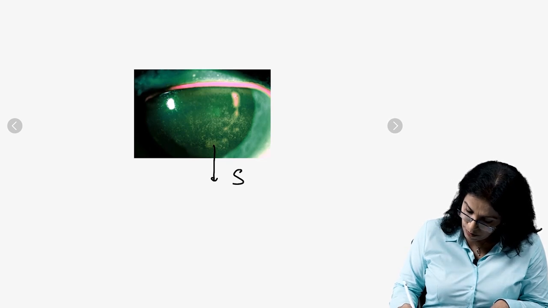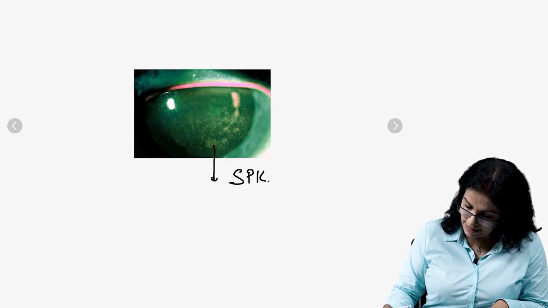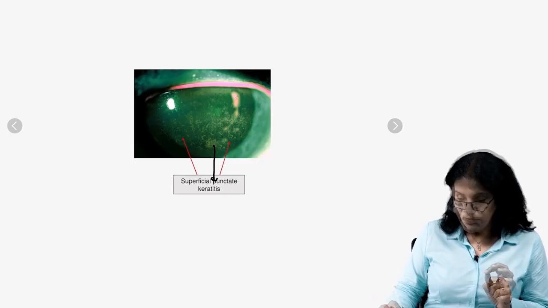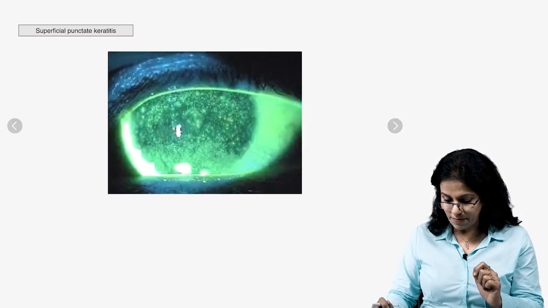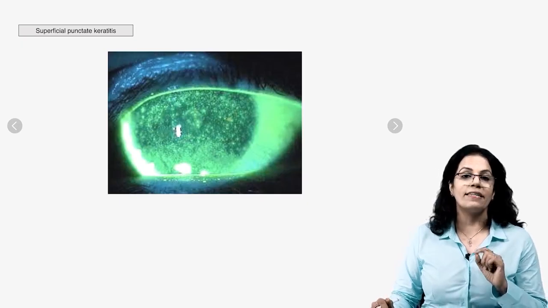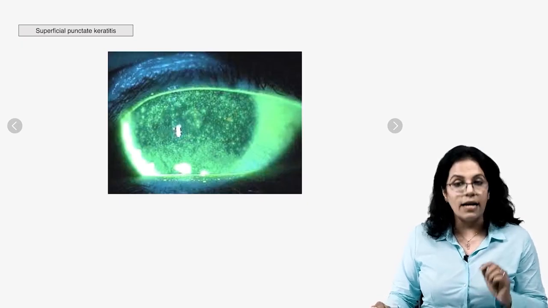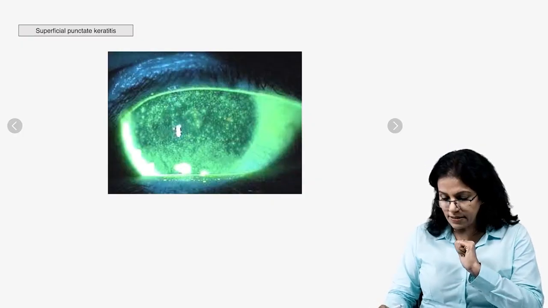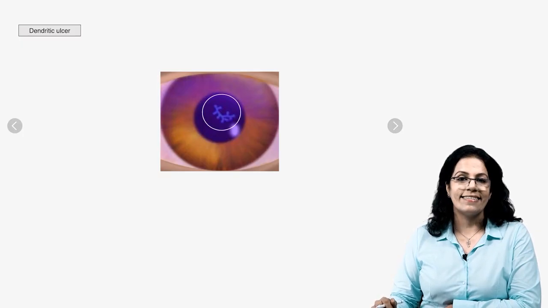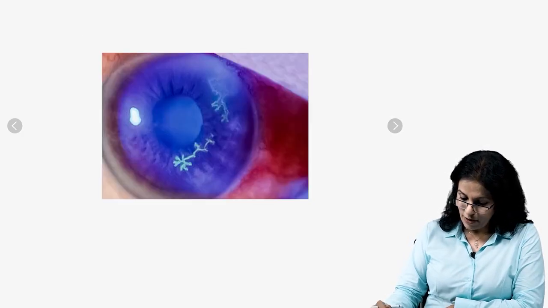This is called superficial punctate keratitis, right? It is in puncta form, hence the name. We can have a better look here. This is superficial punctate keratitis. And later what happens in the epithelium is ulcer formation, right? What is the ulcer? Dendritic ulcer.